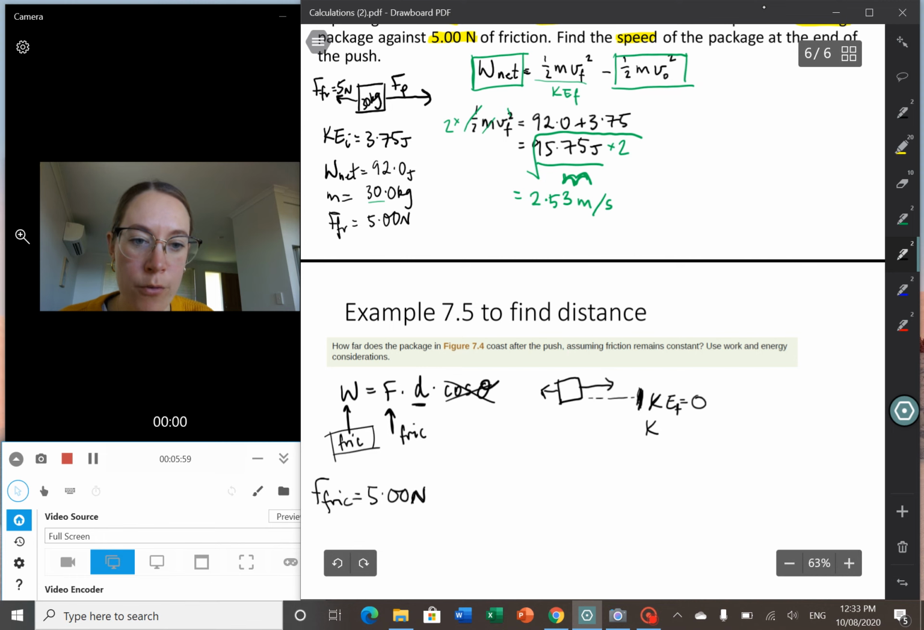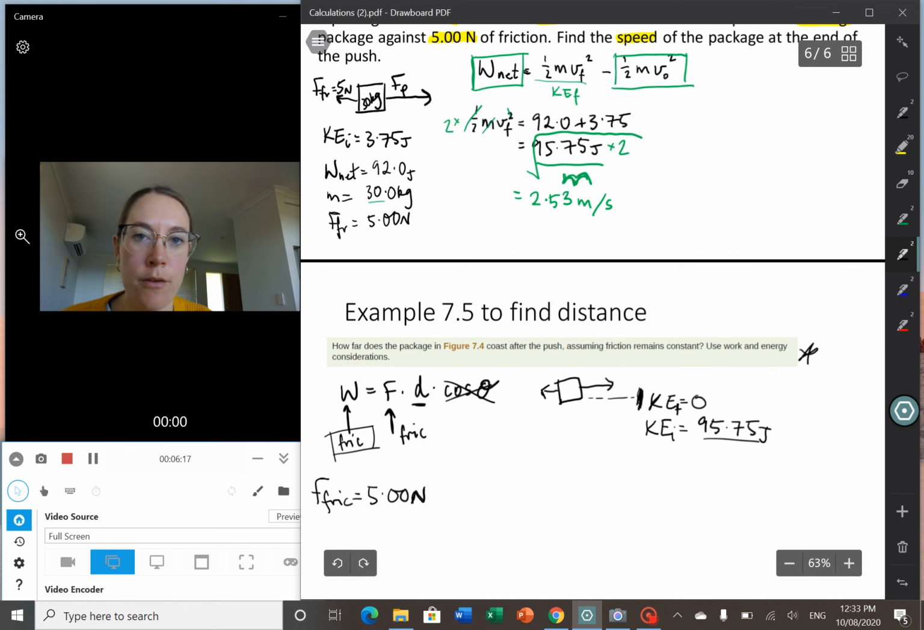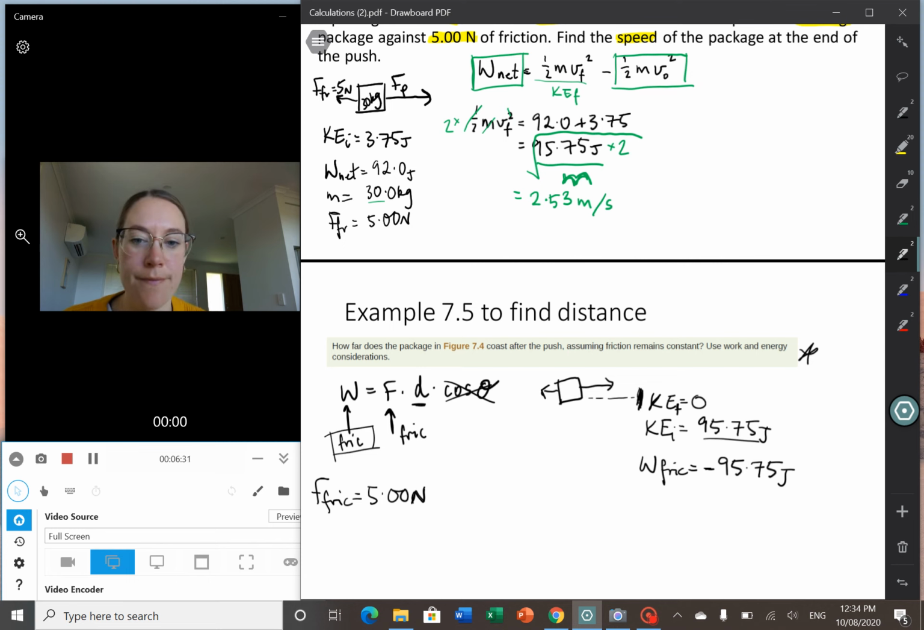is our initial kinetic energy for this part of the scenario, equal to 95.75 joules, and the final kinetic energy is 0. Which means that the work done by friction needs to remove this amount of kinetic energy from the package. And as I said, it will have a negative value because it's in the opposite direction.